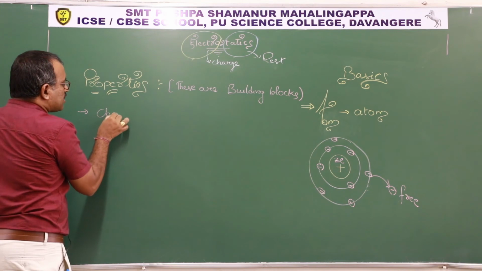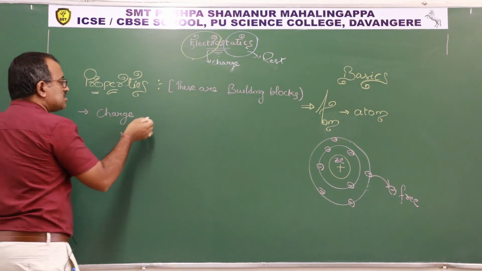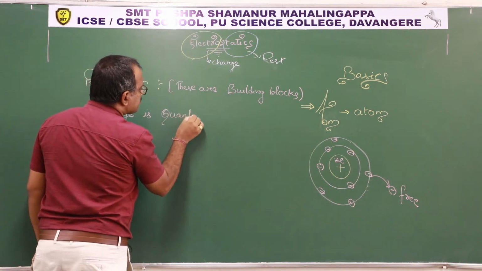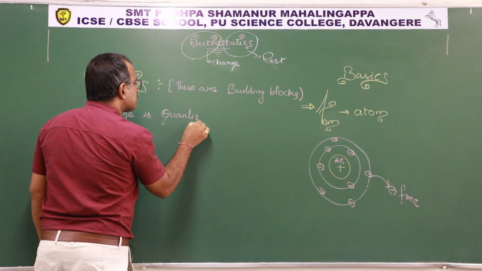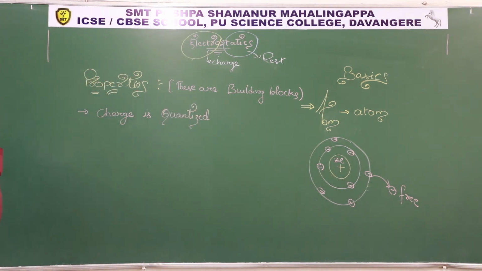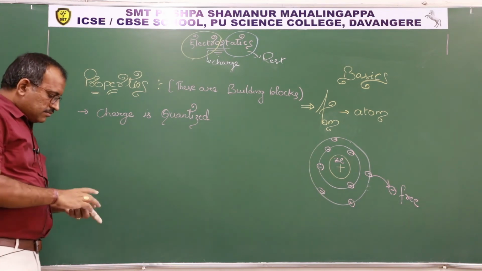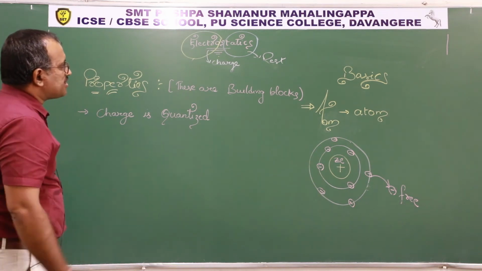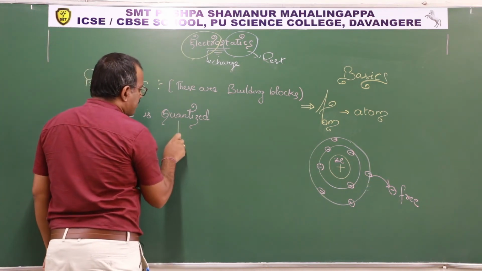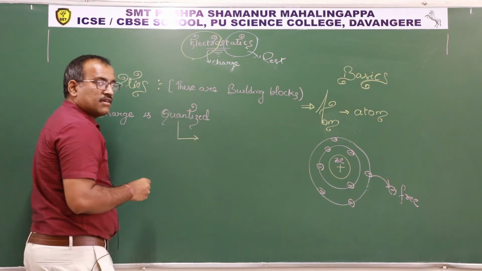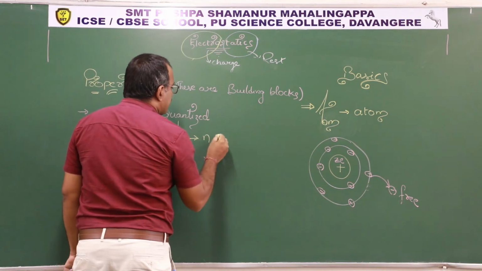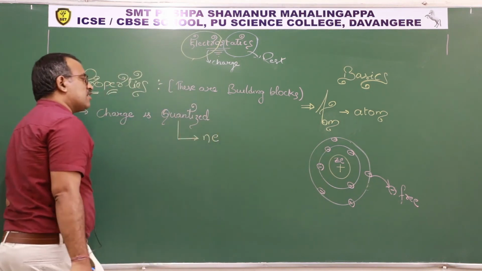the first property is charge is quantized. Charge is quantized. So what do you mean by quantized? Quantized says that charge is an integral multiple of the charge of an electron.